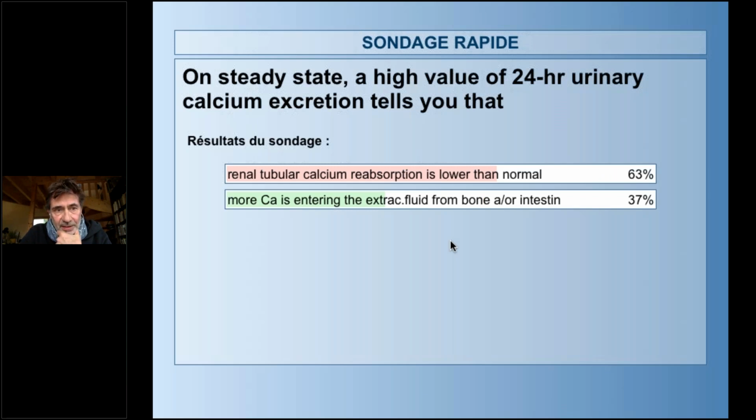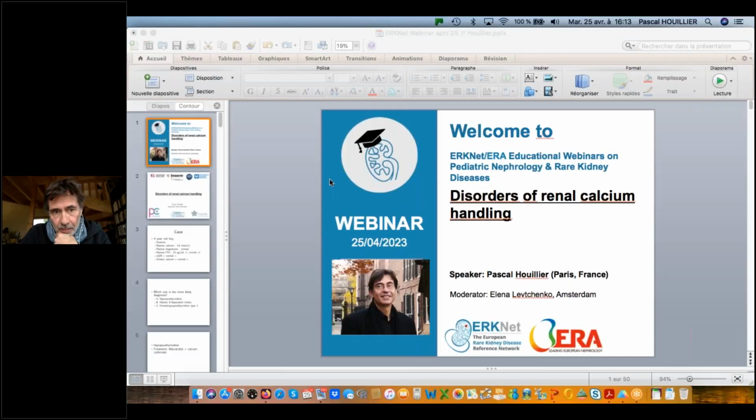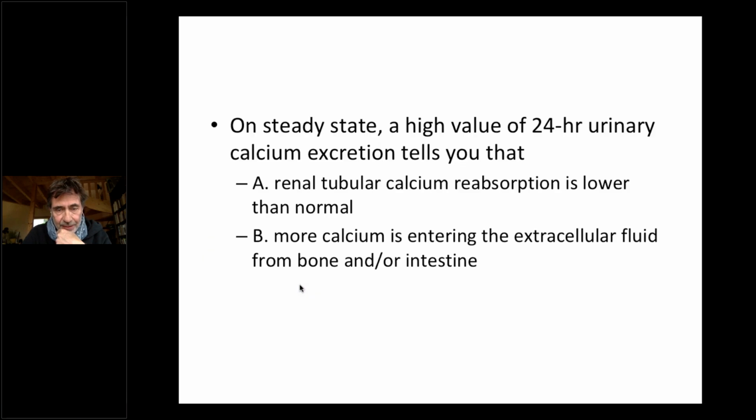And the correct answer is B. It tells you that more calcium is entering the extracellular fluid from bone. It tells you almost nothing about the ability of the renal tubule to reabsorb calcium, and I will show you on the next slide.